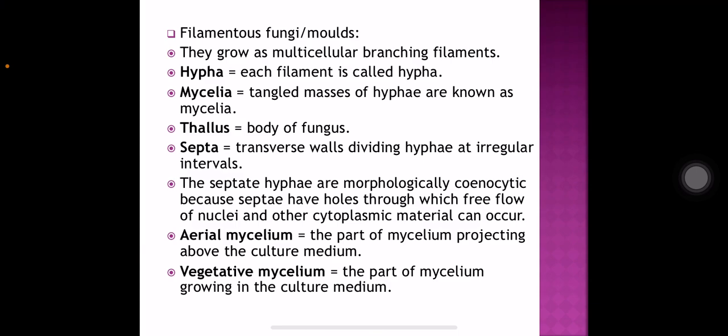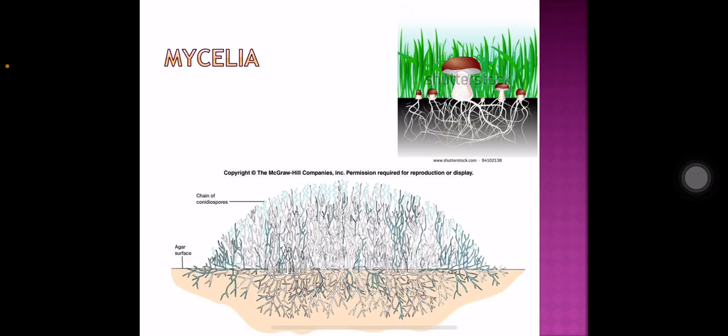There can be transverse walls dividing the hyphae at irregular intervals. They are known as septa. The septate hyphae are morphologically single units because the septa do not differentiate them into separate units, and there is free flow of nuclei and other cytoplasmic material through the septa. And there are 2 types of mycelium, aerial mycelium and vegetative mycelium. The part of mycelium projecting above the culture medium is known as aerial mycelium, and the part of the mycelium growing in the culture medium is known as vegetative mycelium.